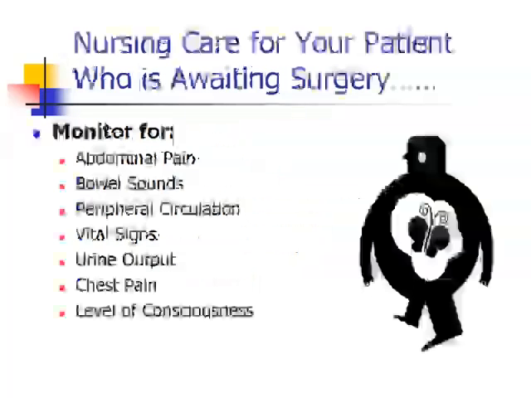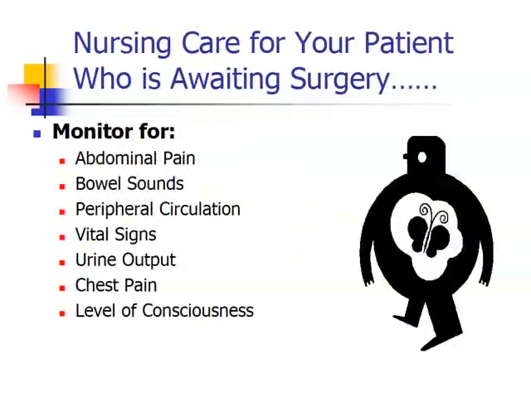For the patient that does qualify for elective surgical repair for an aneurysm, while that patient is awaiting surgery, it's important to have abdominal pain assessed, bowel sounds, peripheral circulation, vital signs, urine output, chest pain, and level of consciousness. These will be your first signs that you'll look for if that patient starts to have a leaking from the aneurysm.